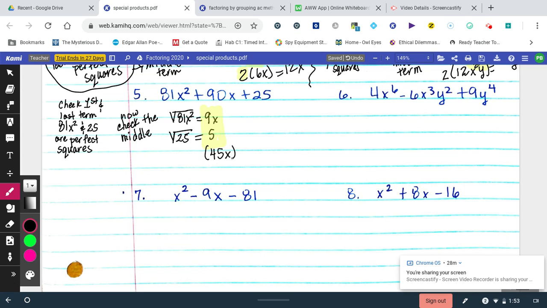But twice that would be, because I have to make sure it's twice that, 90x. Well, it checks out. So this would definitely be a yes, because the middle term is 90x. Okay, let's take a look at number 6.